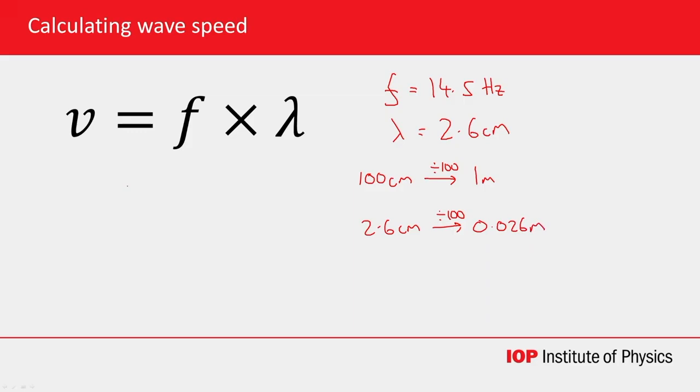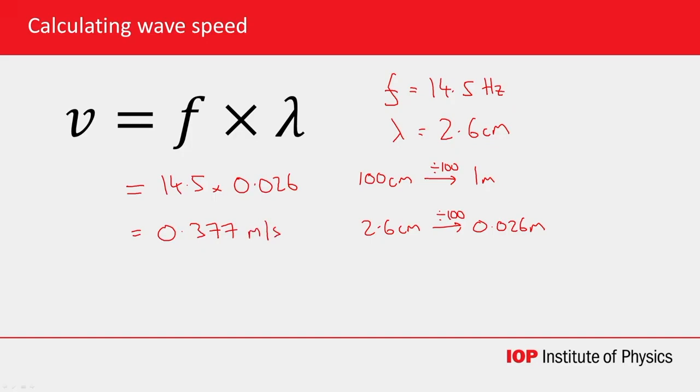So let's put the numbers in. So our wave speed equals frequency 14.5 times by wavelength 0.026. Gives us a wave speed of 0.377 meters per second. Now at this point we want to round.